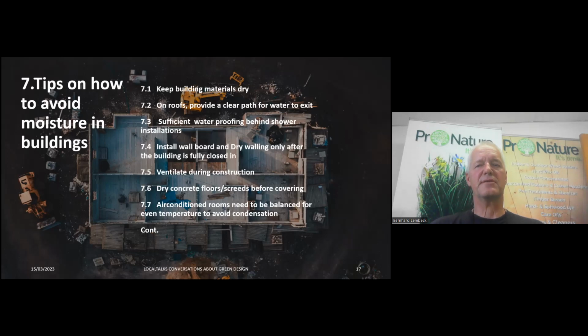Install your wallboards and drywalling only after the building is fully enclosed, so that requires some solid project management, because we often see that the windows and doors are not in and the drywalls are already up. Ventilate during construction, very important, and then dry your concrete floors and screeds before they are covered with wall-to-wall flooring and tiles, whatever the case may be.